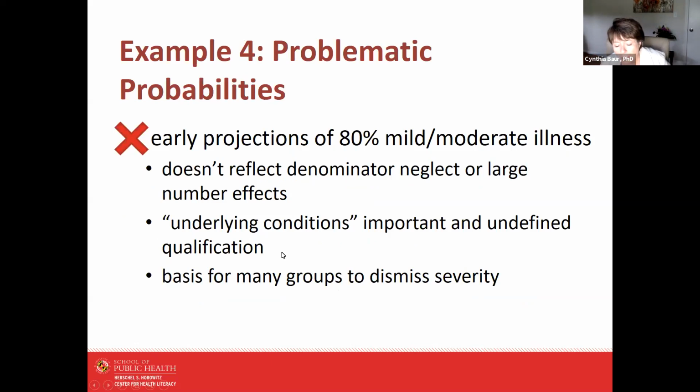So probabilities are often a feature of this kind of risk information. In fact, the fundamental definition of risk is really about providing people probabilistic information. So very early projections talked about 80% of people having mild or moderate illness. And I've already talked about why using these very vague descriptions of mild and moderate were problematic.